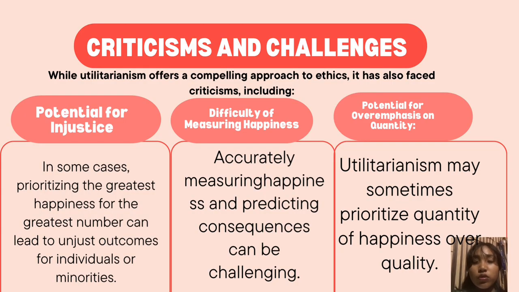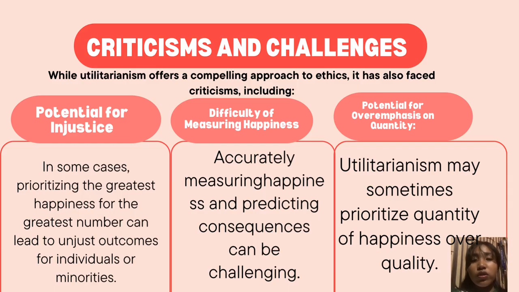We will be discussing criticisms and challenges, while utilitarianism offers a compelling approach to ethics, including these three. The first one is the potential for injustice. Sometimes trying to make the majority happy can hurt a small group of people. So, even if most people benefit, it might be unfair to others. For example, a city builds a mall that helps most people shop and get jobs, but it forces a small community to relocate.